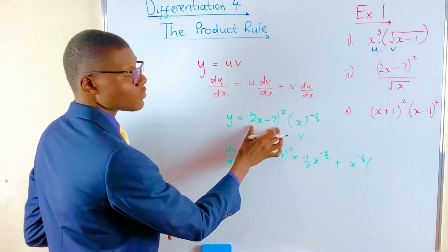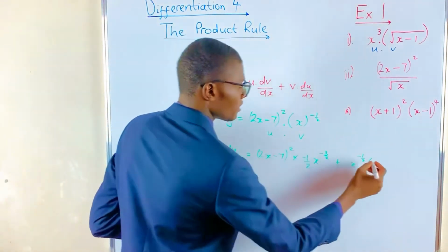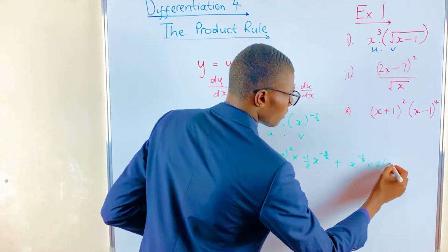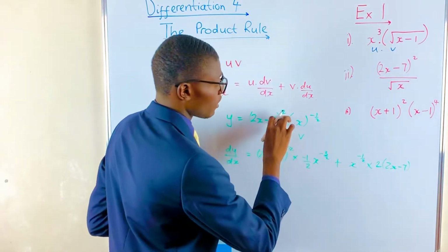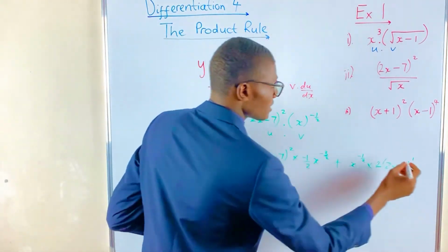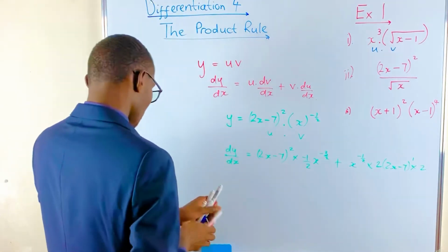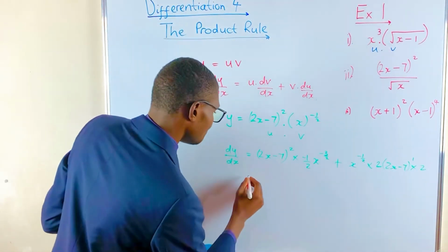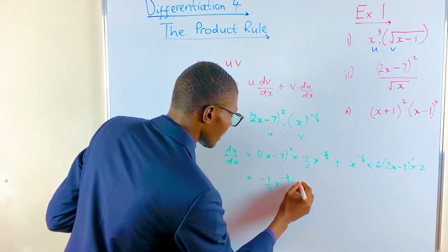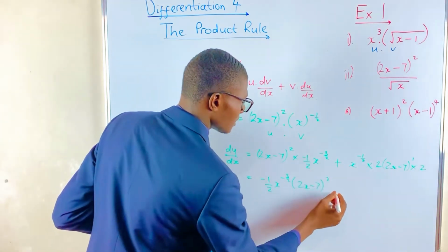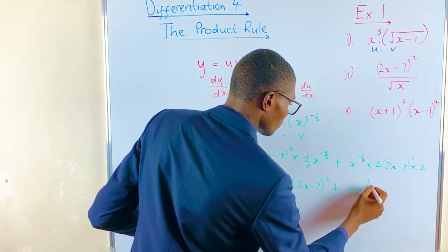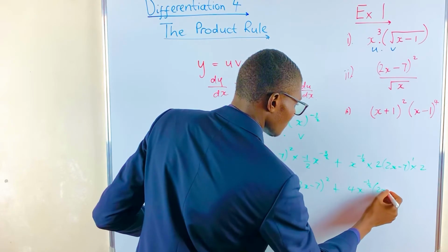du by dx. So now differentiating this, we're dropping the power 2, then 2x minus 7, subtracting 1 from the power of 2, we get a 1. Then multiplying by the derivative of what's inside the brackets, which is just 2. So now we can further simplify this to minus 1 over 2 x to the power of minus 3 over 2 times (2x minus 7) squared, then plus 2 times that 2, we get a 4, x to the power of minus 1 over 2, (2x minus 7).